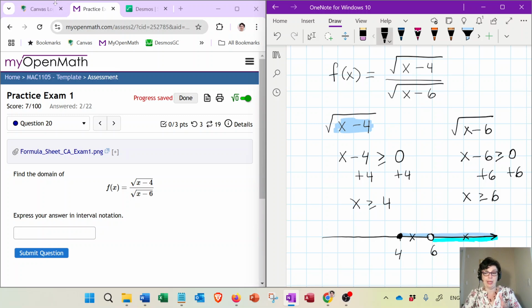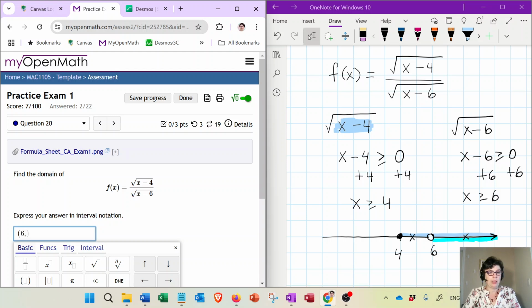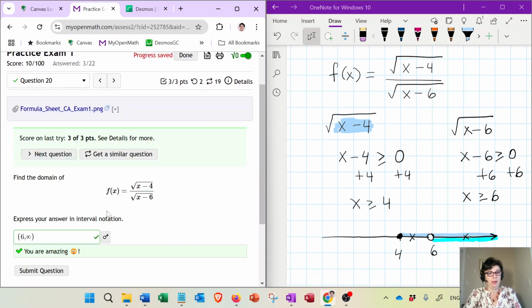So the only part that's okay is the part where they overlap. And so what that's going to be is just start at 6, not include 6. You can't include 6 because then you're dividing by 0, and then going all the way to infinity. Okay, so we're overlapping them. This was a hard one.